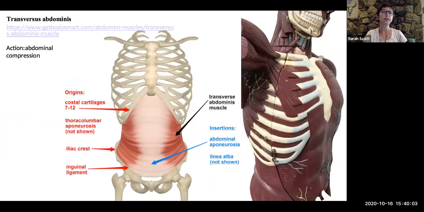Okay, and last is transversus abdominis. You can see the fiber direction in this model here. It is basically wrapping around the abdominal cavity. You can see it on this model as well. And think of this as kind of like a belt that encircles the abdominal cavity and acts for abdominal compression. So we're not moving the body here.